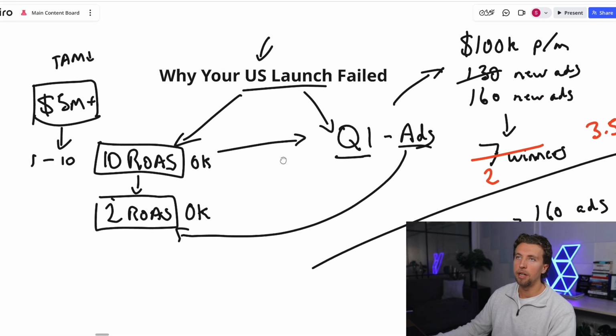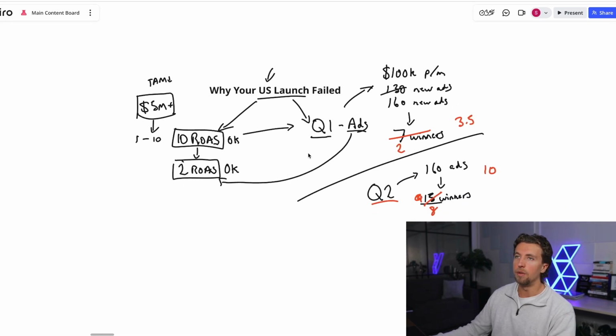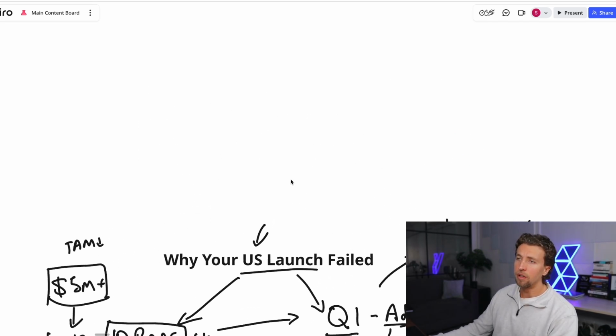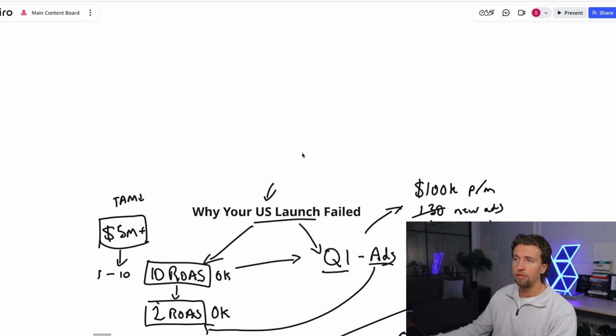So this is really the primary reason why most people fail when they do a US launch, is because their ads just aren't as good as they think they are. And when you go and put them in a cold audience, you actually realize that. And for context, this isn't restricted just to e-commerce. This applies to us as well, right?